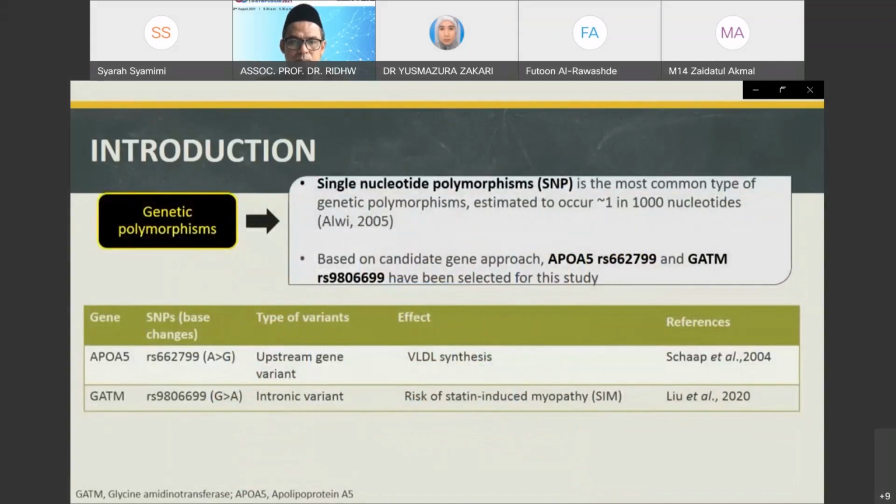Hence, based on the candidate gene approach, two SNPs have been selected for this study. One is RS662799, which is located in the ApoA5 gene, and another one is RS9806699, which is located in the GATM gene. The effect of these SNPs towards statin treatment has been listed in the table below.